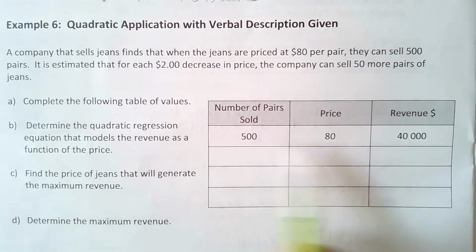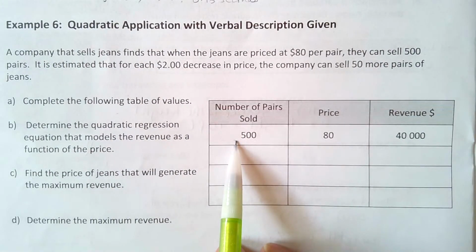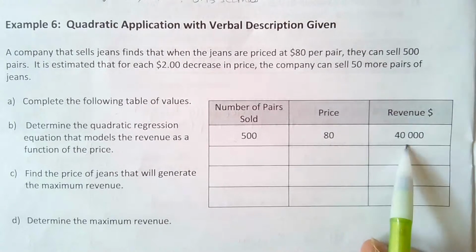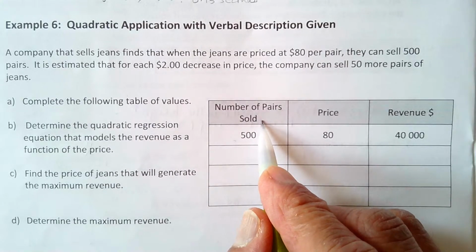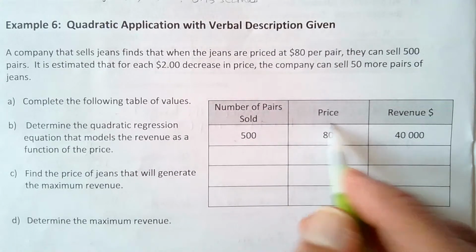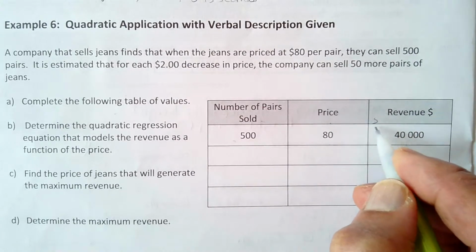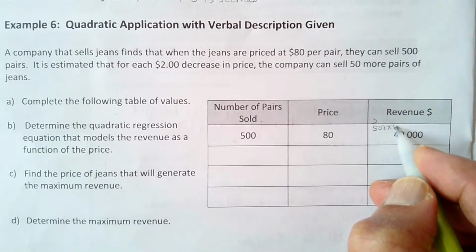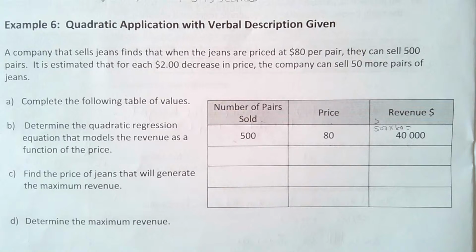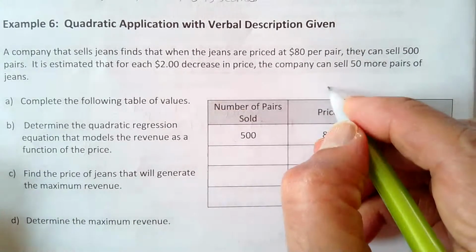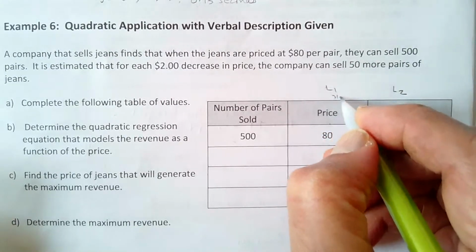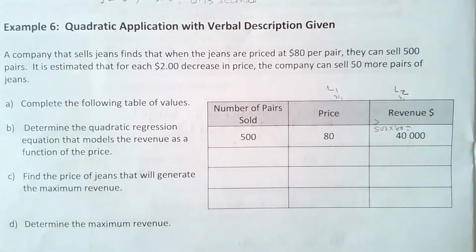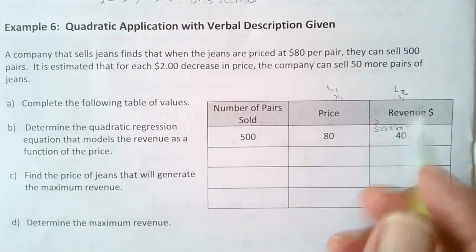So we're going to compare to start off. We have 500 pairs sold, price is $80, and $40,000 revenue. So the revenue is your number sold times your price. So this is going to be 500 multiplied by 80, and that will give you 40,000. In your calculator, we eventually will make this L1 and L2, or X1, Y1. So we're going to complete our table.